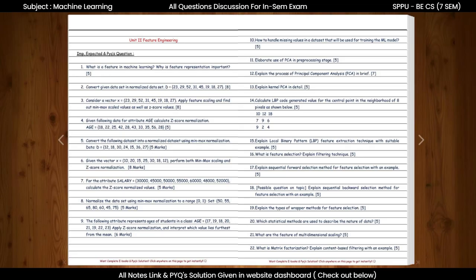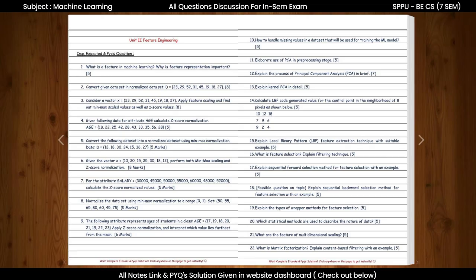Now let's move on to our next important topic, min-max and Z-score scaling of a vector. From this topic, we can expect questions like, given the vector x equals 10, 20, 15, 25, 30, 18, 12, perform both min-max scaling and Z-score normalization. This is another standard problem where you must apply both methods. Min-max scales everything between 0 and 1, and Z-score centers the data around 0. Make sure you calculate mean and standard deviation properly, and apply formulas step by step.